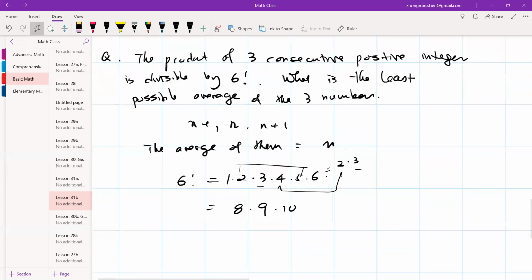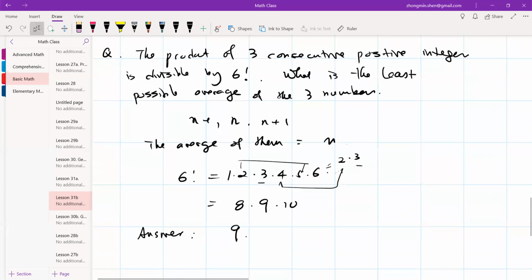If you notice this, then the problem is simple, right? What is the least possible average of the 3 numbers? The least, so the product of 3 consecutive positive integers, the smallest of those numbers will be 8 times 9. So the product itself should be just 6 factorial, okay? So the answer will be just 9, okay? Because this is already the smallest product of 3 consecutive integers. So once you look at all the factors of 6 factorial, okay, then you will see that.